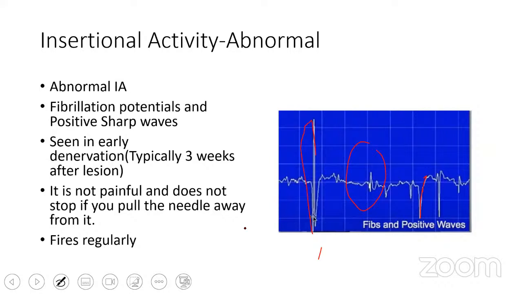Abnormal insertional activity consists of fibrillation potentials, okay, fibs, and positive sharp waves, seen in early denervation. Typically, they start appearing 3 weeks after the lesion. It's not painful and does not stop if you pull the needle away from it, and it fires regularly. And you can see that the sound is so characteristic, as if raindrops are falling on the roof.